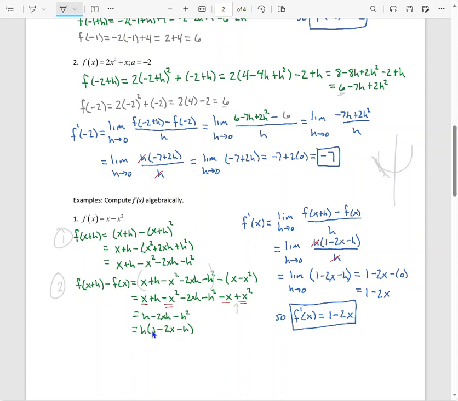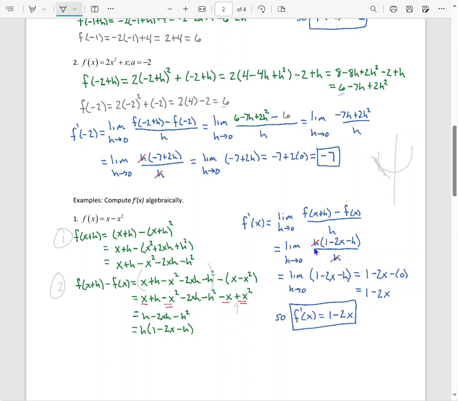Minus 2xh divided by h is a minus 2x. And a minus h squared divided by h is minus h. Now I could pop it right in over here. Right? I've done my side work. I've built it up. So f prime of x is the limit as h approaches 0 of f of x plus h minus f of x all over h. I always write the definition. Fill in what I know.